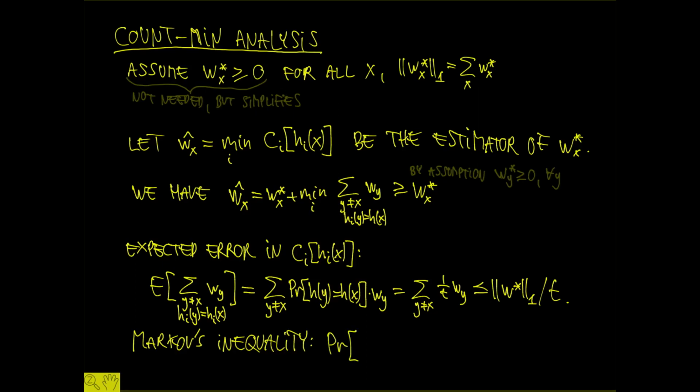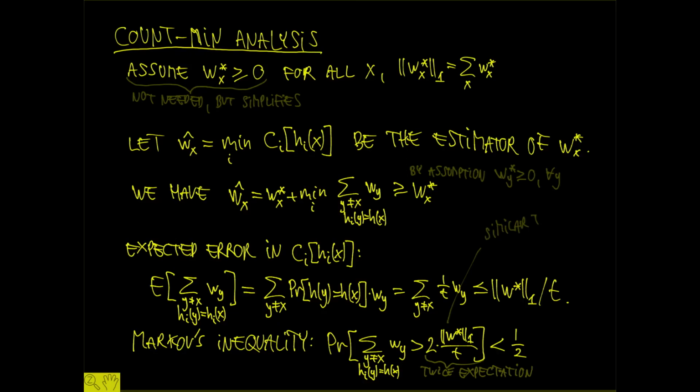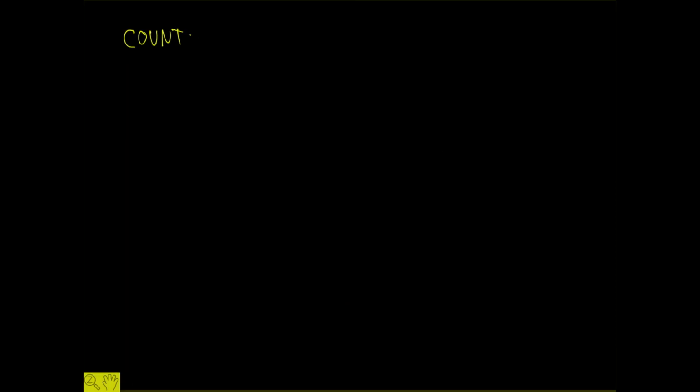Now, Markov's inequality says that it's not too likely that we are far above the expectation. In particular, the probability that we are above 2 times the expectation is at most 1/2. Note that this means that with probability at least 1/2, we get an error that is similar to that of Misra-Gries with k equal to t. That is roughly the same space usage. But the repetitions allow us to give a better probability bound.